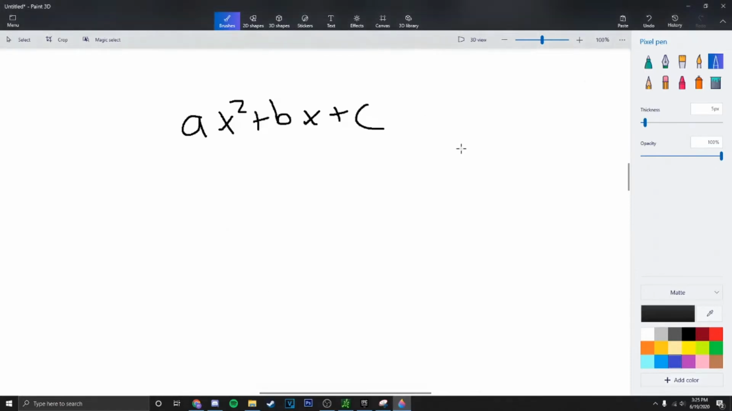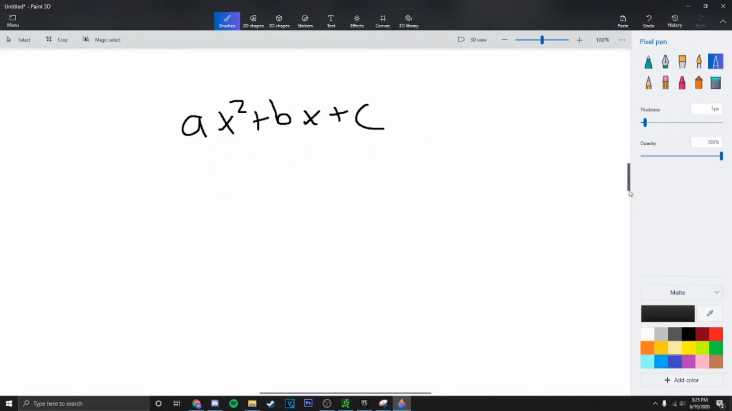So to get right into Vieta's formulas, let's start with the Vieta's formulas for a quadratic equation, as these are the most simple. As you know from school, a quadratic equation is any polynomial of the form ax squared plus bx plus c.